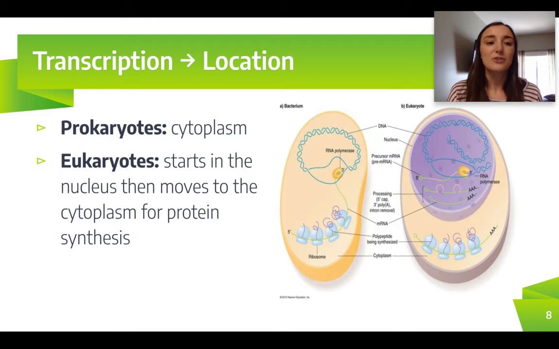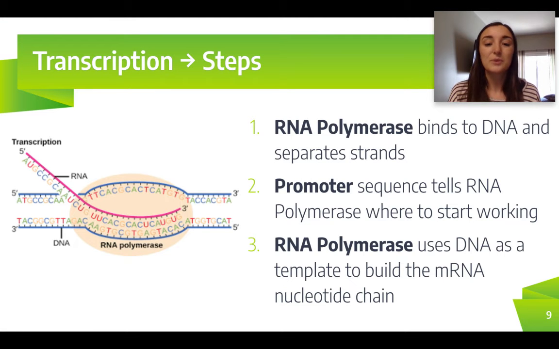All right, transcription happens in the cytoplasm in prokaryotes, and in eukaryotes it happens in the nucleus, and then your new mRNA chain moves into the cytoplasm for the rest of protein synthesis. There are three important steps. First, your RNA polymerase will bind to the DNA and separate the strands. Then a promoter sequence tells the RNA polymerase where to actually start working. Then that RNA polymerase actually starts using the DNA template to build a new nucleotide chain of RNA.